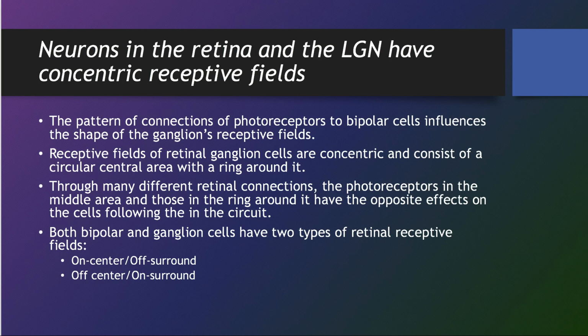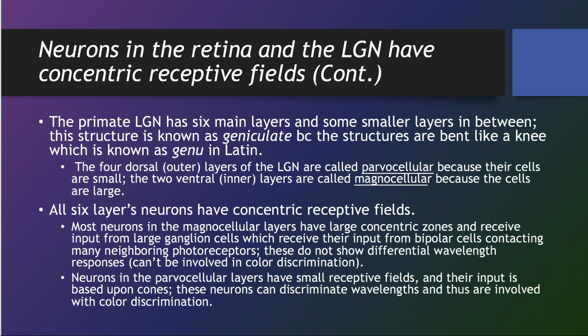Both bipolar and ganglion cells have two types of retinal receptive fields, the on-center off-surround and the off-center on-surround. The center and its surround's antagonistic effects explain why uniform illumination of the visual field is less effective in activating a ganglion cell than a small spot that has been well placed or a line edge passing through the center of the cell's receptive field.